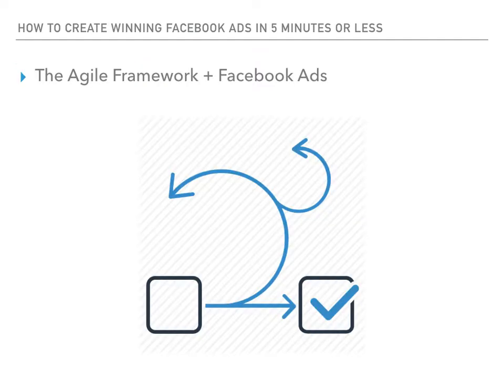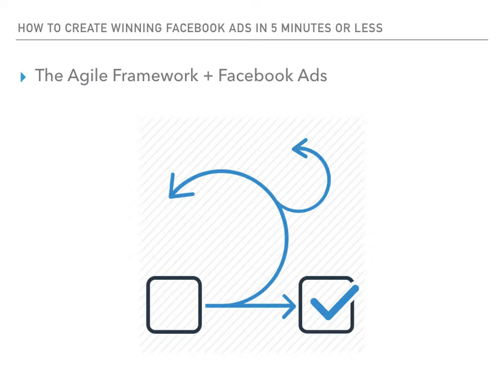I call it the Agile Framework plus Facebook ads. I'm going to come up with something probably a little better in the future, some sort of loop-de-loop formula or something for creating winning ads. But for right now, let's just talk about what it really is. At the very foundation of it, it's me taking a framework that already exists out there for developers. You already know what this is all about, right?